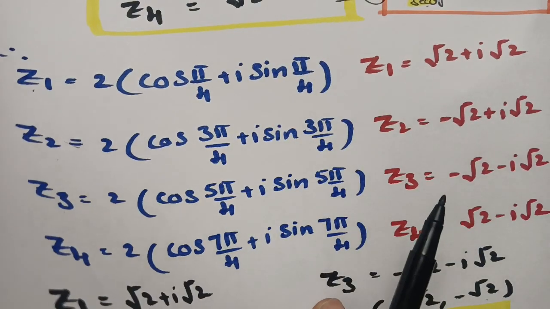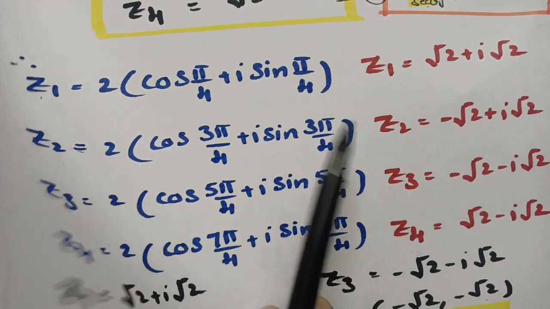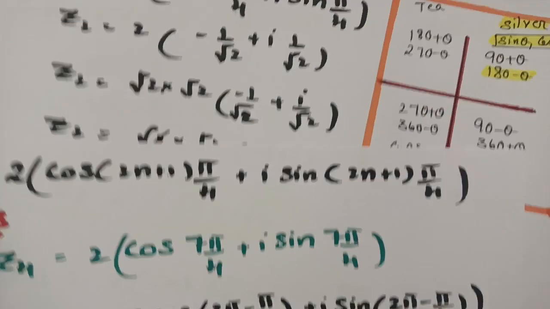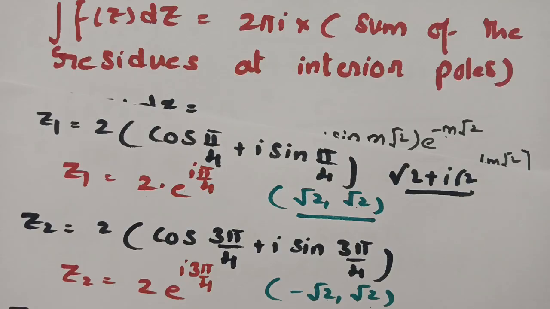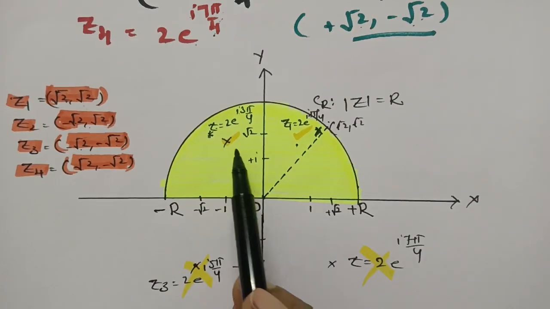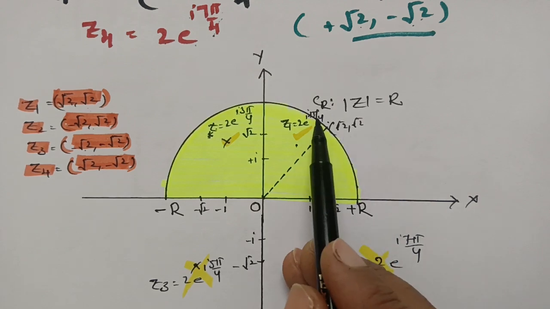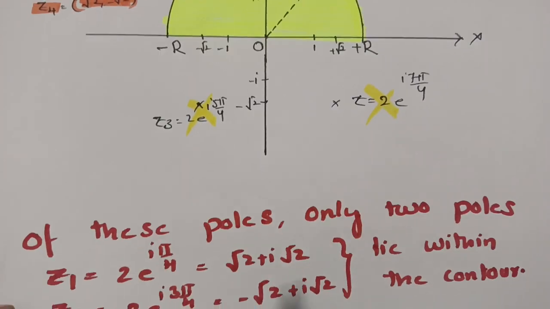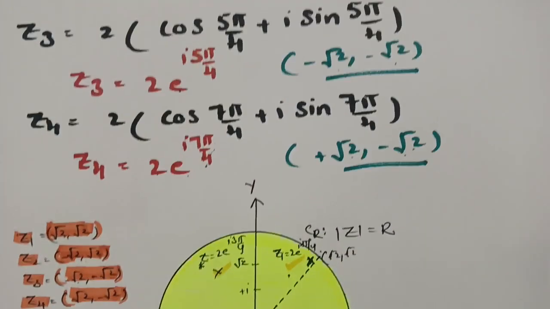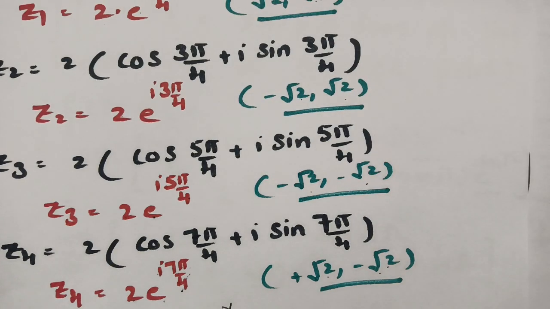And we have to check whether these poles are inside or outside the given contour. For that, as these are the 4 points, I have plotted them here. These two, e to the power i pi by 4 and e to the power i 3 pi by 4, are inside, and these two are outside. So for applying the residue theorem, we have to find the residues for the interior poles.